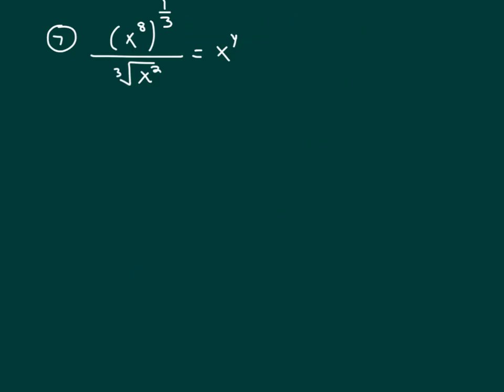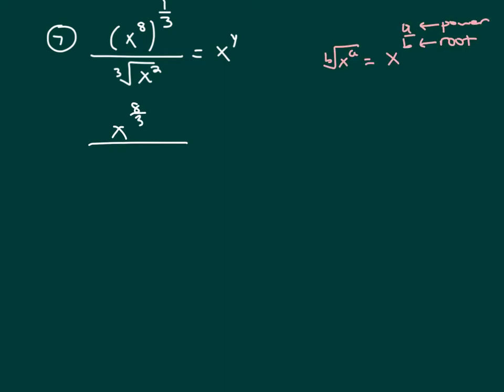Number 7 wants us to use our properties of exponents to determine what y is going to be equal to. Okay, so first thing we can do, when you have a power raised to another power, you just multiply those. So 8 times 1/3 would be 8 thirds.